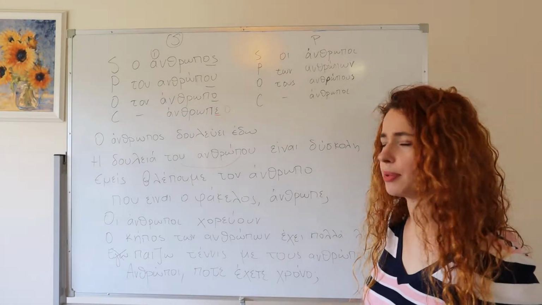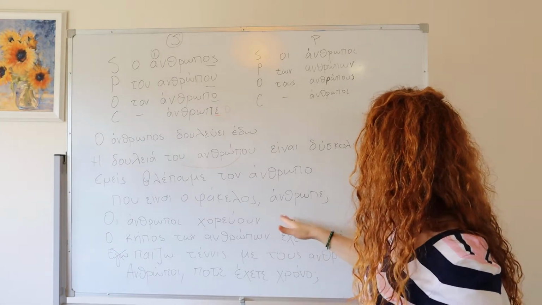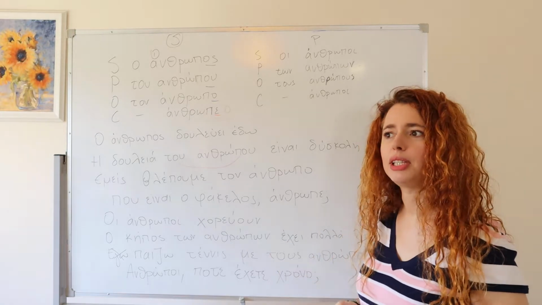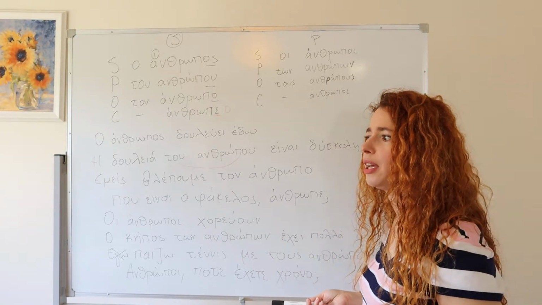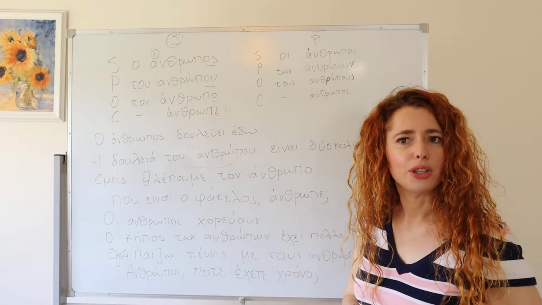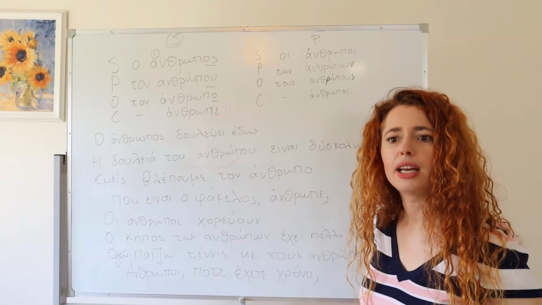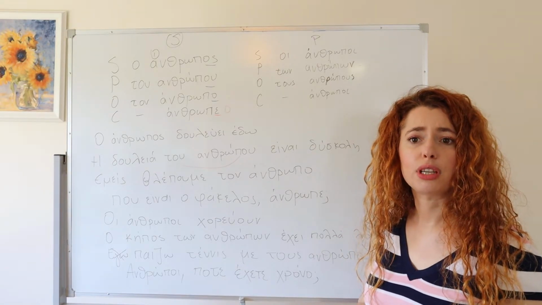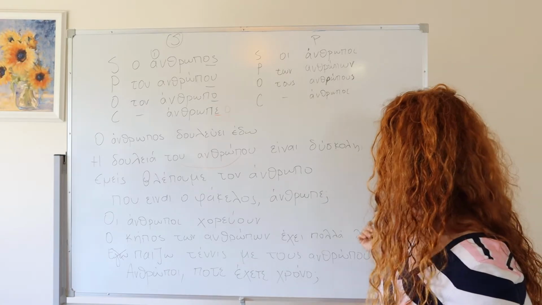Let's go through the examples. Ας δούμε τα παραδείγματα. Οι άνθρωποι χορεύουν. The men, the humans are dancing. Οι άνθρωποι δουλεύουν σκληρά. The men, the humans working hard. Οι άνθρωποι δουλεύουν στο εστιατόριο. The humans, the men working in the restaurant.